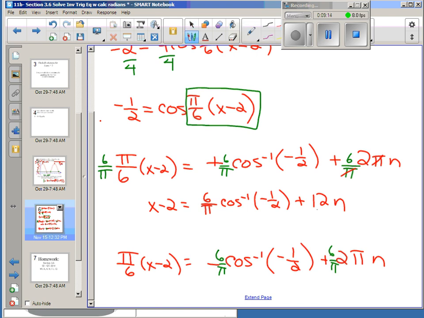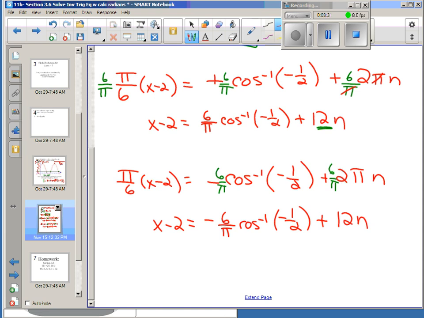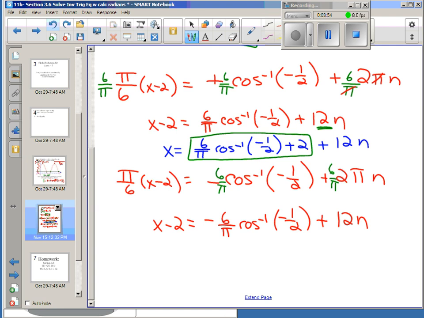Here it is. More answers come by adding or subtracting multiples of the period. That is exactly what I should have had. So I know I'm on the right track. X minus 2 is -6 over pi cosine inverse of -1/2 plus 12n. Now that's still not what I want, because my final answer, I need to add my 2. And so here's my one solution. 6 over pi cosine inverse -1/2 plus 2 plus 12n. And remember, this is one starting angle.